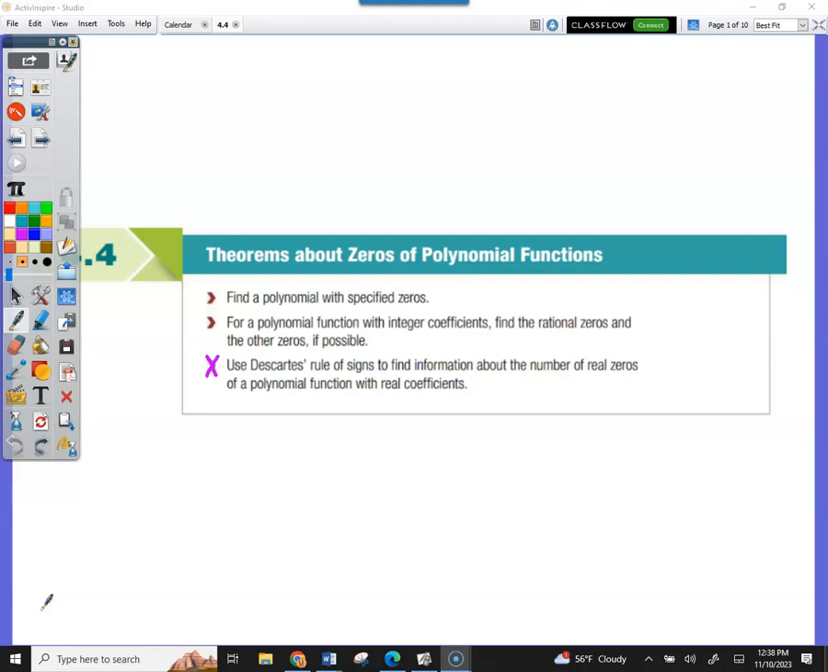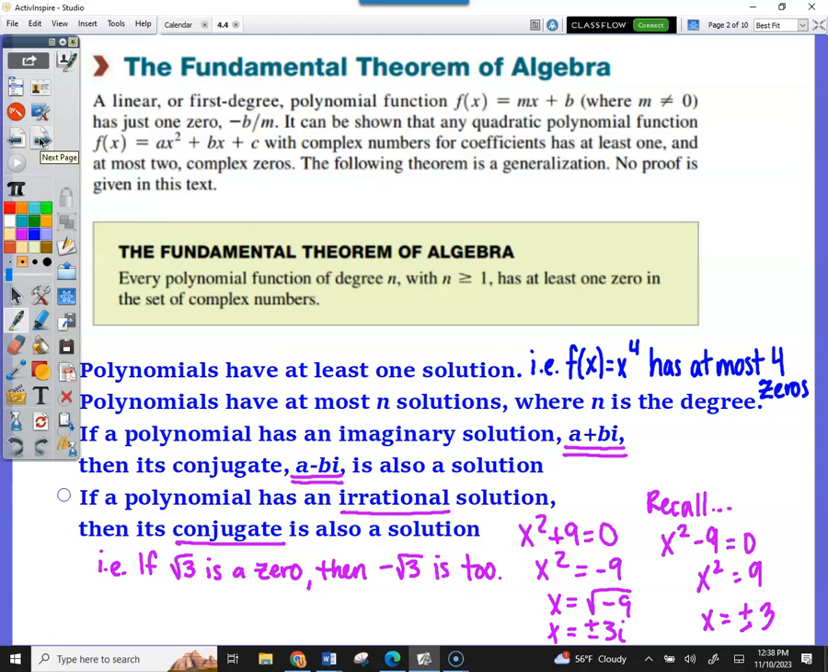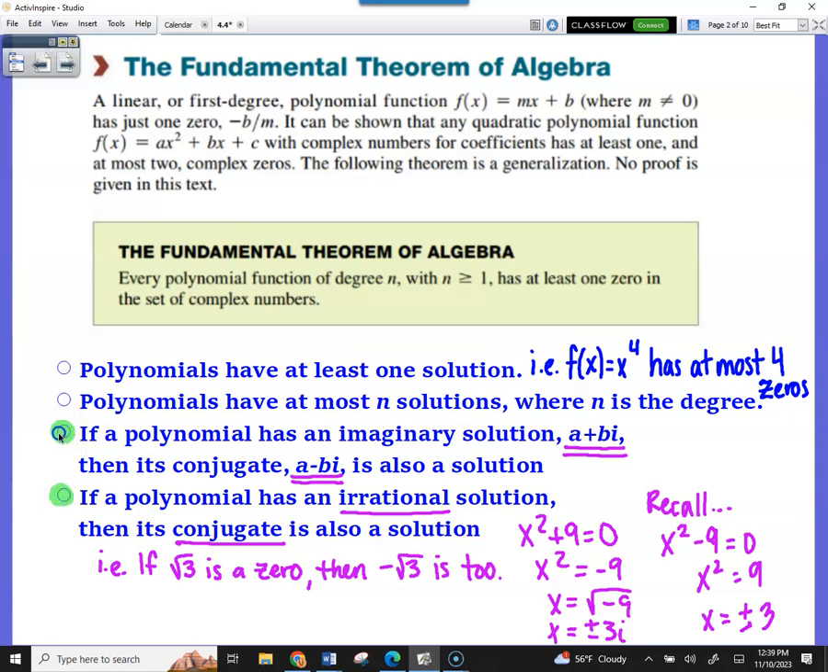Yesterday we started 4-4. We were talking about how the different properties of polynomials exist just because it's a polynomial. For instance, if you have a polynomial of degree n, then you have up to n solutions that you could find, or x-intercepts. The new part here is the last two bullet points.